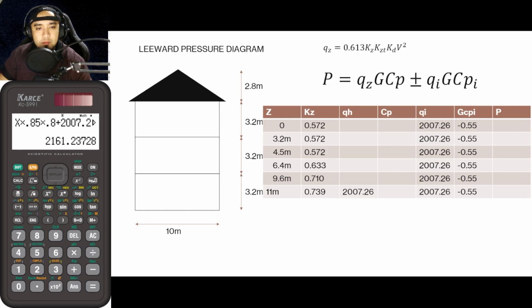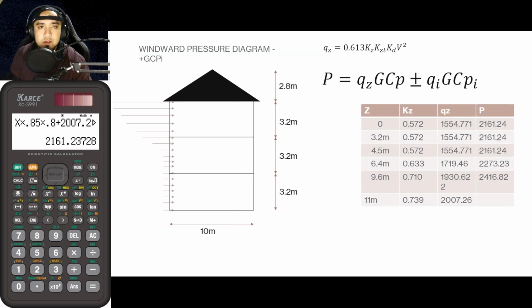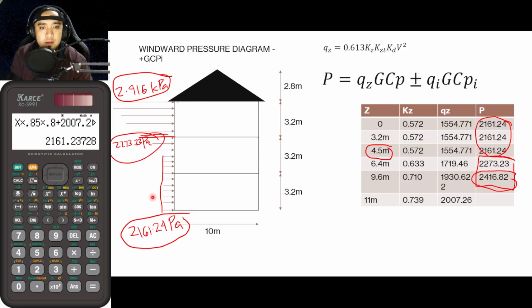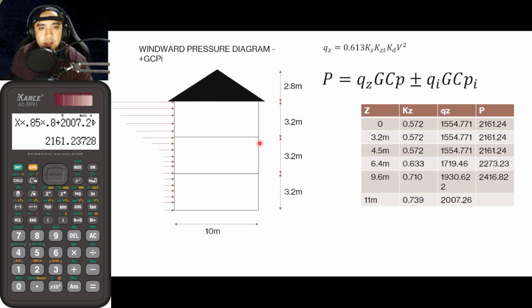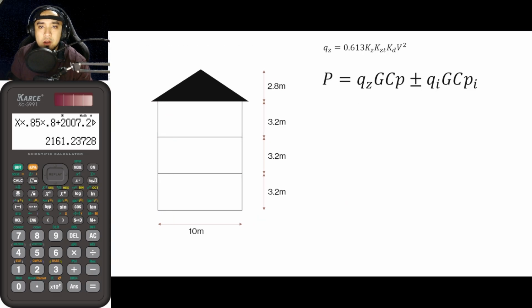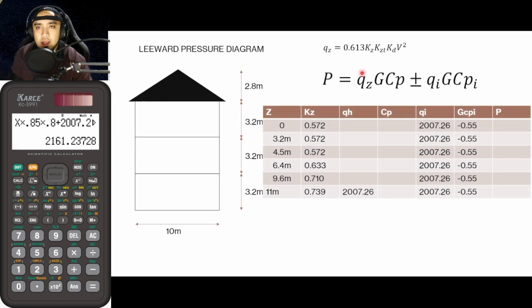Okay, so next up, you would now be solving and drawing for the leeward pressure diagrams. Earlier, we have already solved and graphed the windward pressure diagrams, and it would now look like this. So next up, leeward.